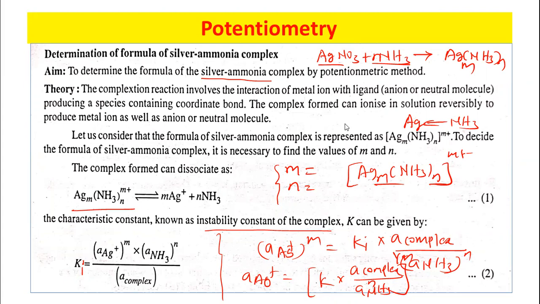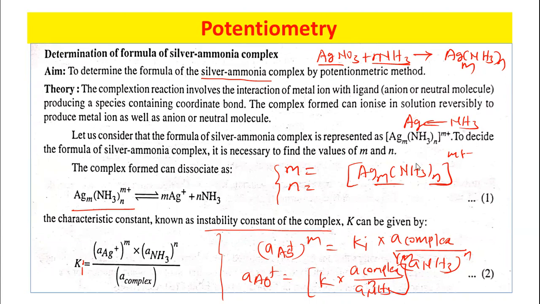The complex formed can ionize in solution reversibly to produce the metal ion as well as the ligand. Now let us consider that the formula of the silver ammonia complex is represented by [Ag_m(NH3)_n]^(m+). This is the general formula, where m is the number of silver metal ions, n is the number of ammonia molecules, and m+ is the charge on the complex. So to decide the formula of the silver ammonia complex, we have to find out the values of m and n.